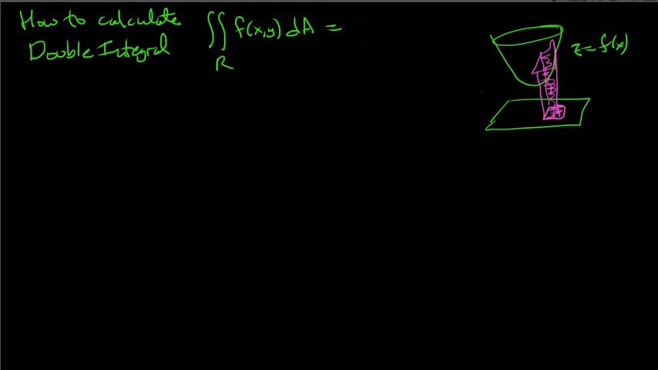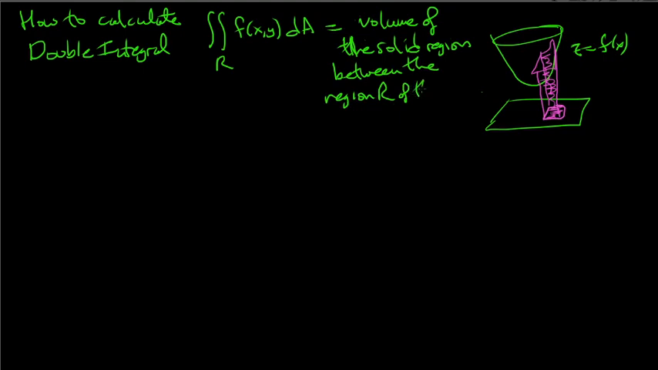Right. So this is the volume of the solid region below the surface. Oops. Or yeah, okay. I should say between the solid region between the region R of the xy plane and the surface, right, f of x y, sitting above that region R.